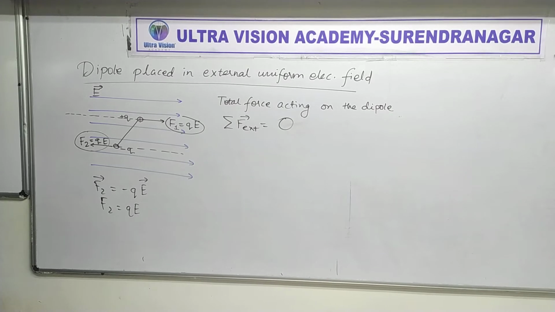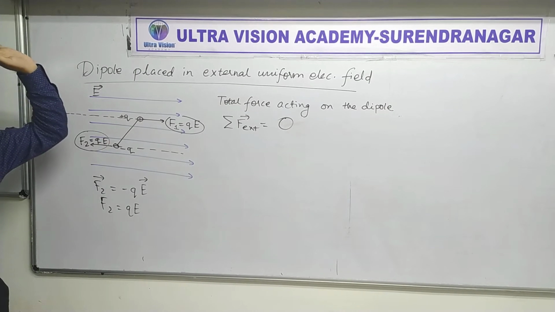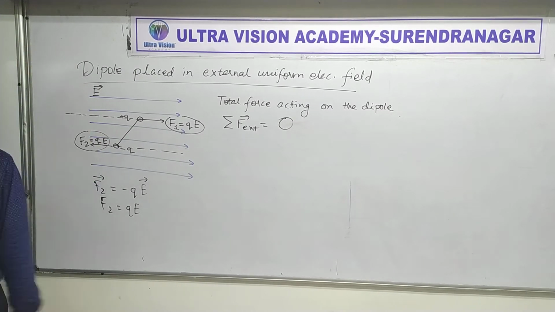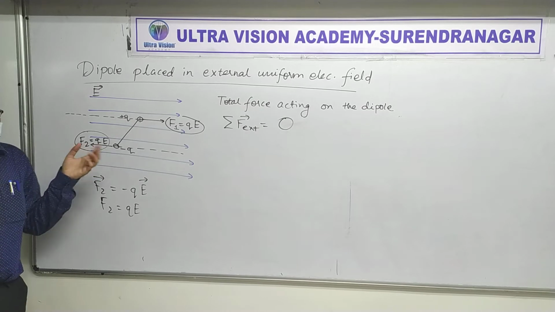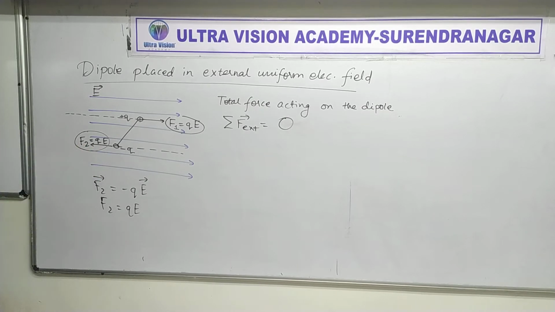Don't say action and reaction. I'll throw you out of the class. Action and reaction act mutually: A applies force on B, that is action; B applies force on A, that is reaction. Remember: two equal and opposite forces which are not on the same line.